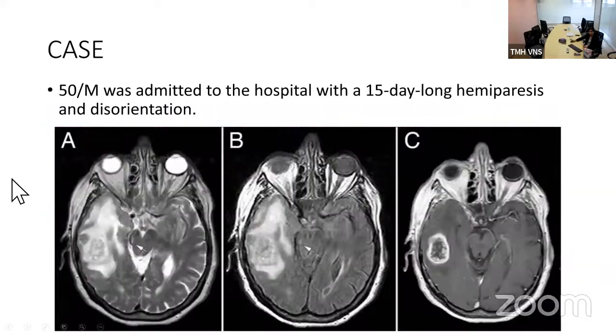Coming to the next case, this is an elderly patient admitted to the hospital with a short history of hemiparesis and disorientation. Now in this, we can see there is a tumor which is showing a lot of edema, and there's a ring-like enhancement in the gadolinium. So this is most likely a high-grade glioma, as it is showing enhancement.